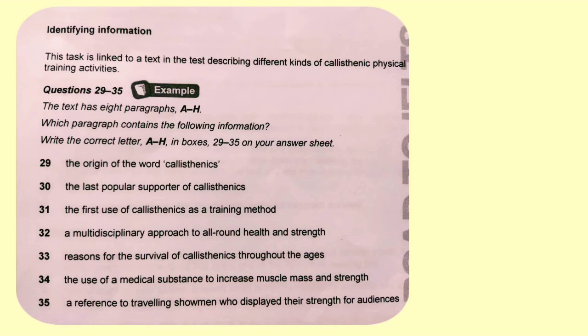So you have to write the correct letter from A to H in boxes, for example, 29 to 35 on your answer sheet. This part is so mind-boggling, so you really have to pay much attention. And try to pick some keywords that would lead you to the best answer.